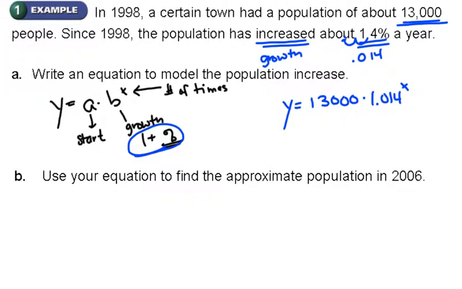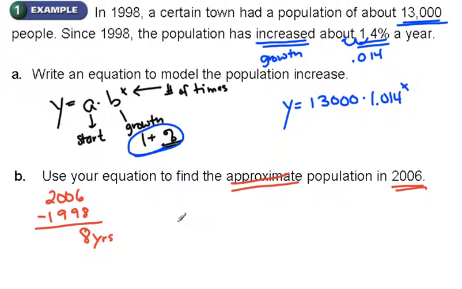For part B, it asks us to use the equation to find the approximate population in 2006. So we need to determine how many years have occurred since 1998. 2006 minus 1998 gives us 8 years. So putting this into the model that we came up with in A, we have y equals 13,000 times, I'm going to use parentheses, 1.014 to the 8th power.